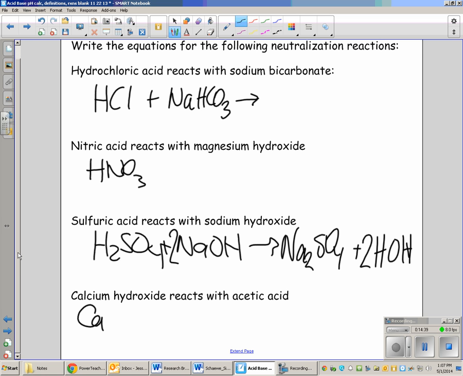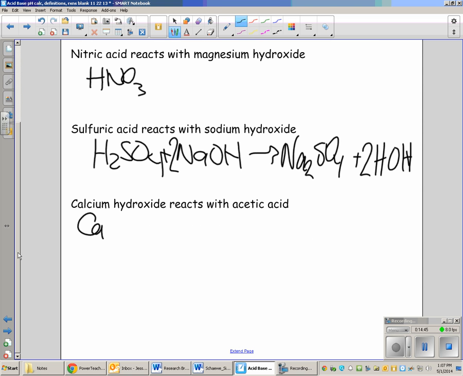Oh, and then let's do the strong weak. This is what I want to do. I haven't done this part yet. This strong acid or weak acid? Strong acid. Strong or weak? Strong base, right?